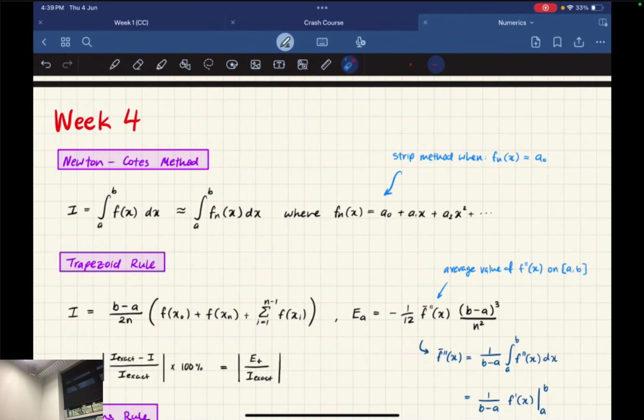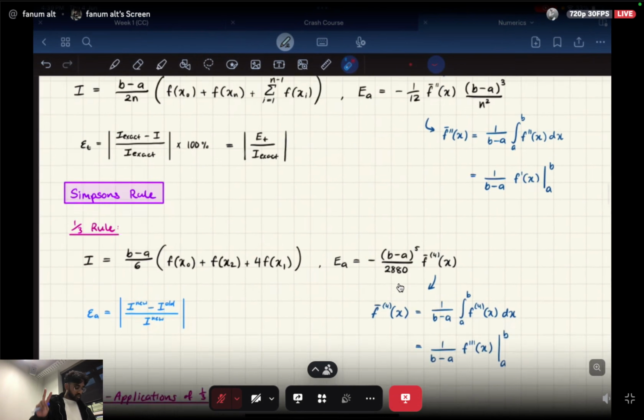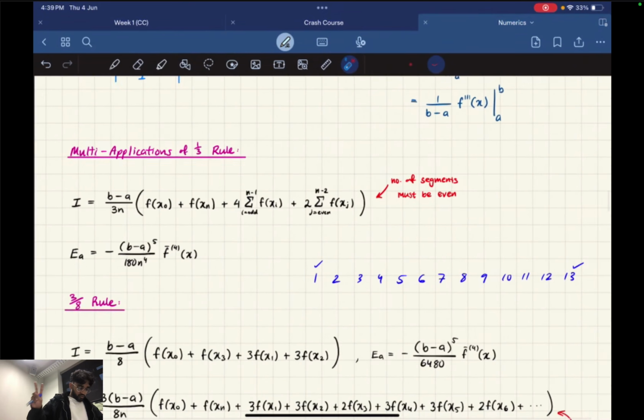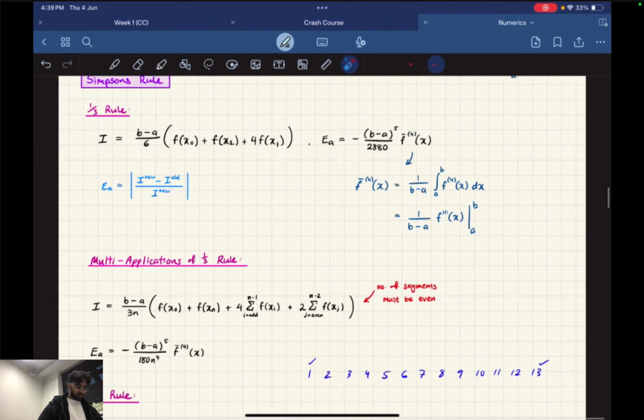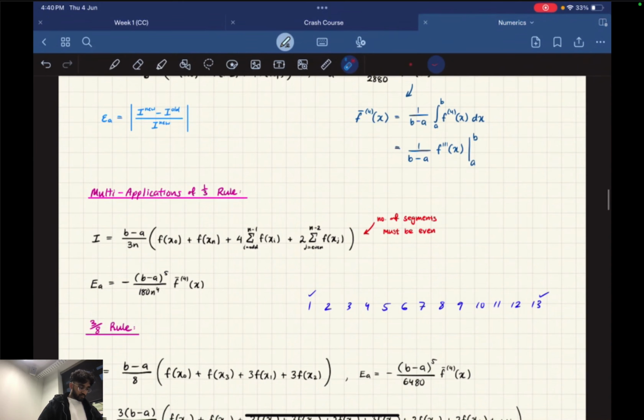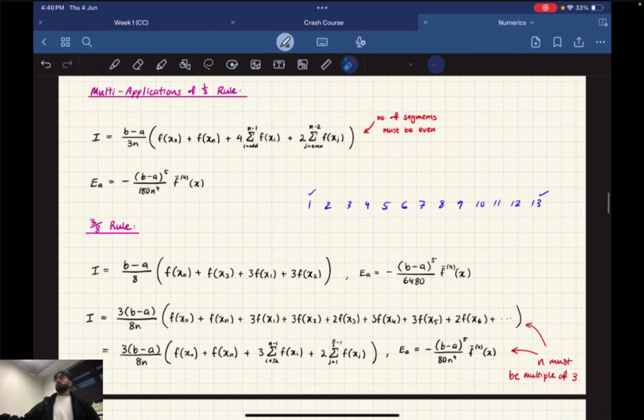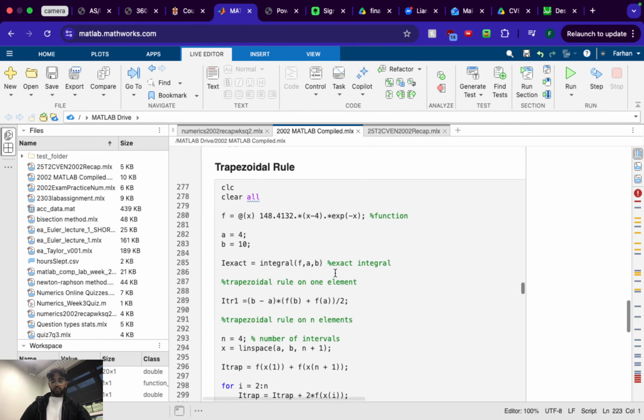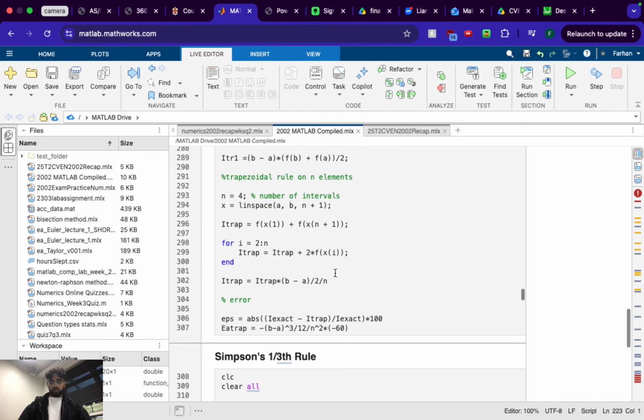The trapezoidal rule, I've got it up on the board there. This one you can do by hand, and in MATLAB. Simpson's rule is actually very, very similar. In fact, there are 3 rules for Simpson's rule. There's the 1/3 rule, the multiple-application 1/3 rule, and the 3/8 rule. For all of these, I have a perfectly working MATLAB code.